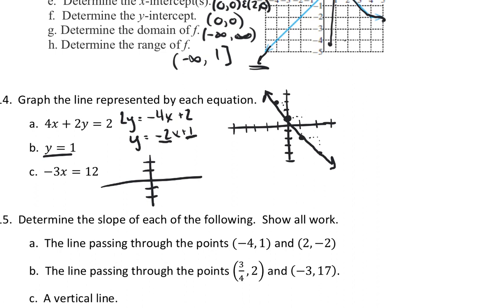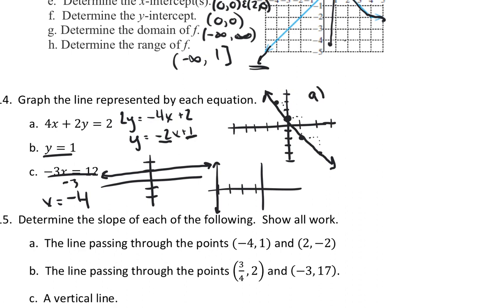For B, we have y equals 1, so that means that it's going to be a line strictly at y equals 1. Every single x value is going to have a y value equal to 1, so we just have a straight horizontal line right there. For part C, we can divide the whole thing by -3 and get x is equal to -4. And so to draw that line, we know that every y value is going to have an x value of -4. This is A, B, and C.